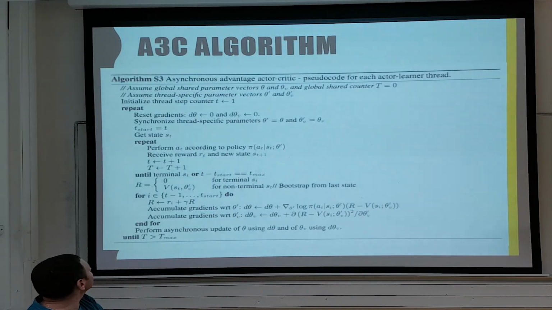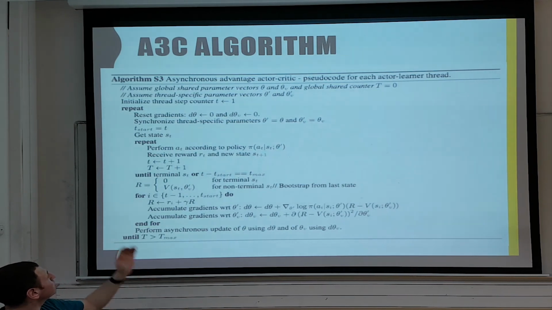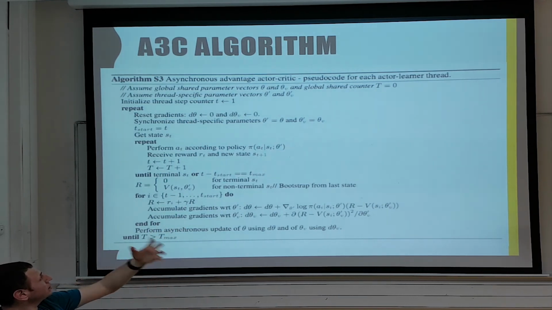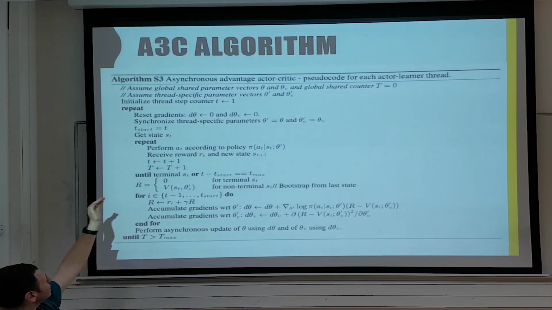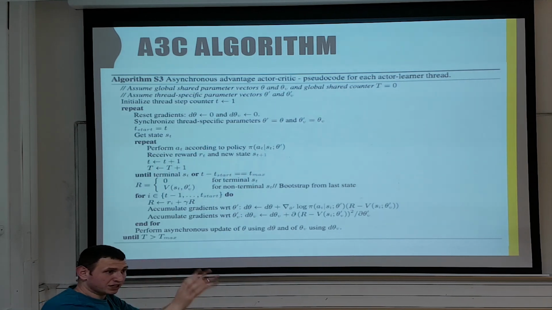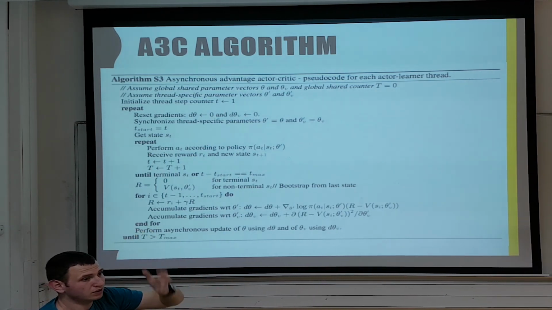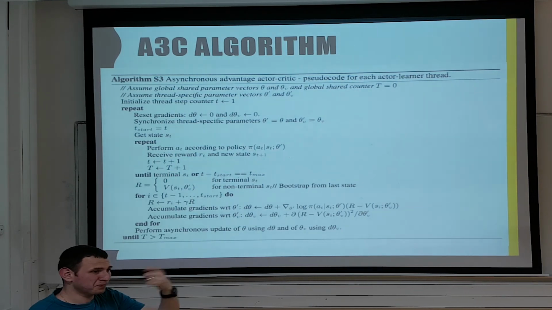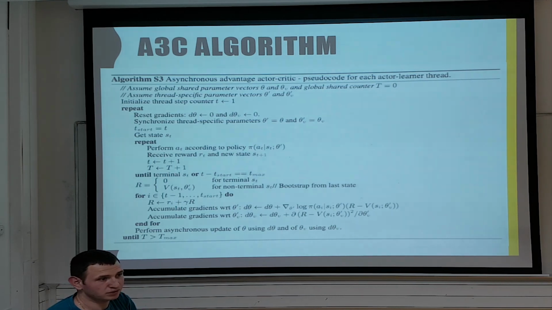So this is our algorithm. Let's go through it. We assume some global shared parameters, and we assume some thread-specific ones. Every thread will have some exploration policy. We reset our gradients, synchronize thread-specific parameters, and perform our one-step function. Each thread has its own exploration in which it finds the reward, and updates the actor about the policy, and then the actor defines another policy, and the actors estimate our value functions, our reward.